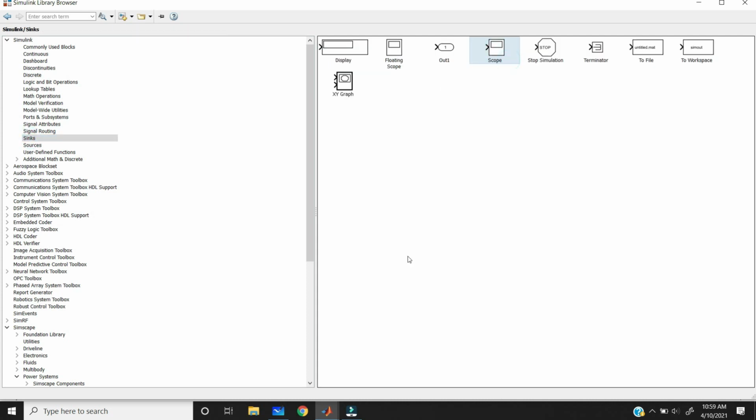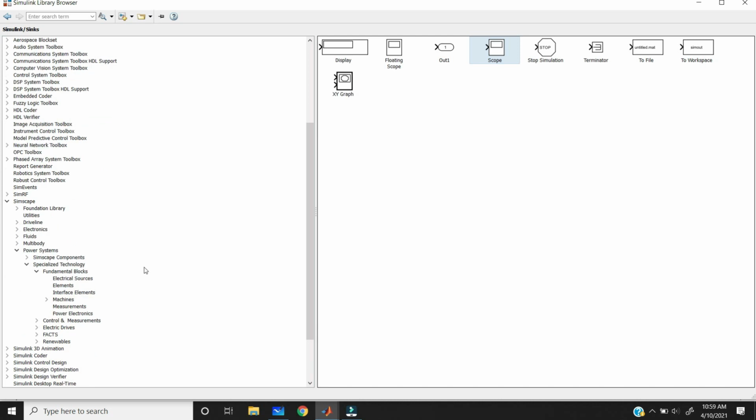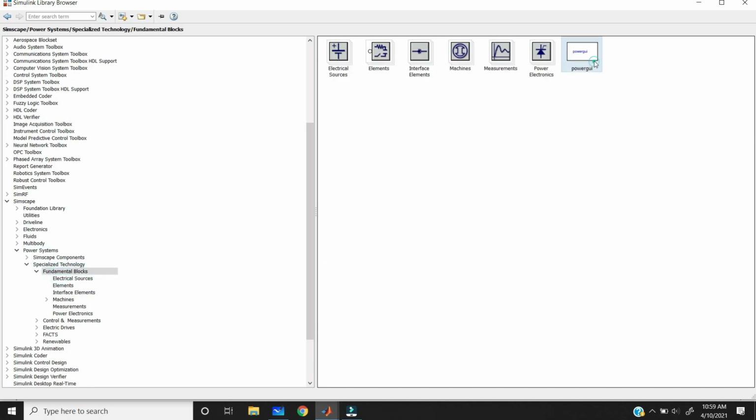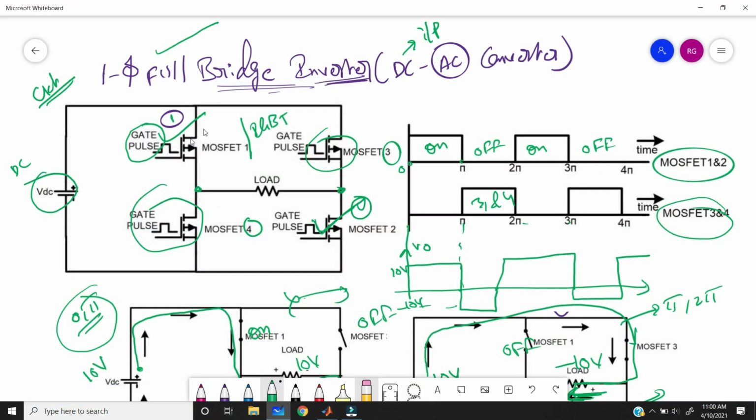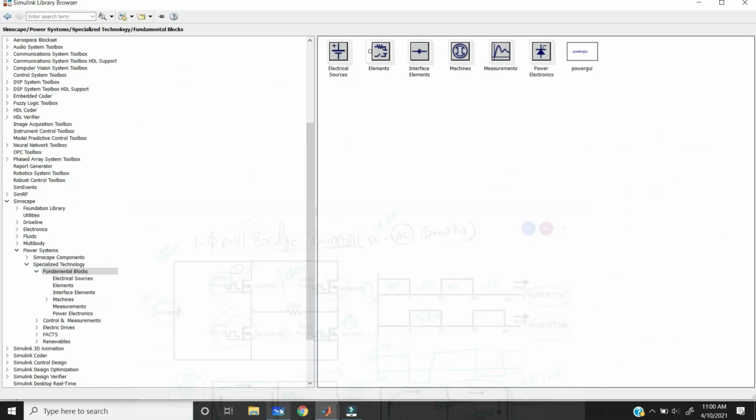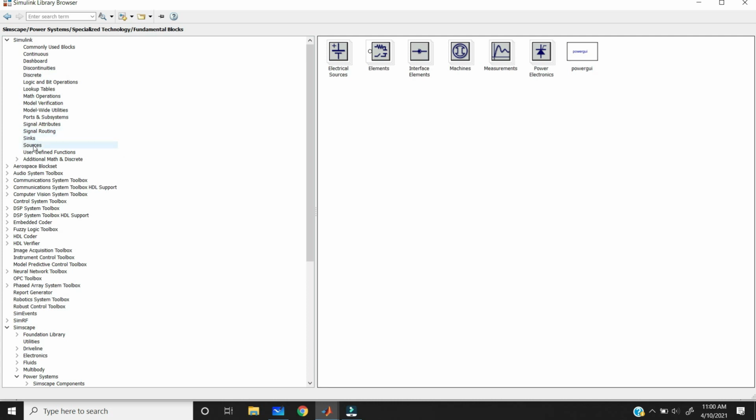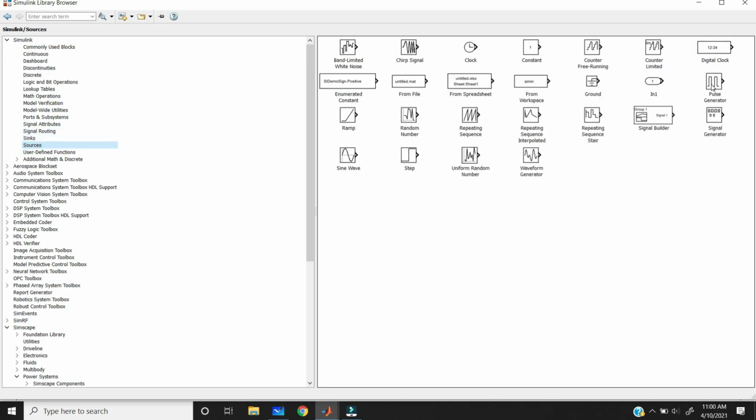And we need a powergui block. Without this one we can't run the circuit. This is the main heart of our circuit. GUI means graphical user interface. And then we need a pulse generator for the IGBT or MOSFET. To turn the switch on and off we need a pulse generator, an on and off pulse generator. In Sources you can get the pulse generator. Take this one, and also take another, the NOT gate, from Logic and Bit Operations.